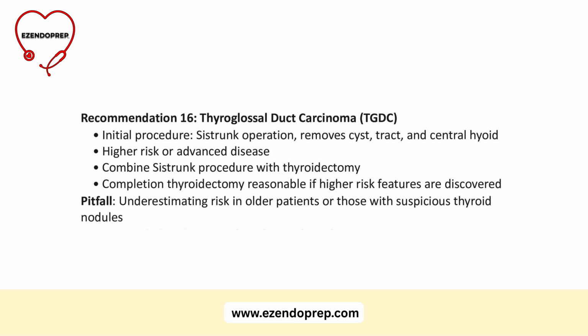A less common but distinct entity is thyroglossal duct carcinoma. The initial procedure is a Sistrunk operation, which removes the cyst, the tract, and the central portion of the hyoid bone. If there are suspicious thyroid nodules or if the carcinoma is larger, especially in older patients, a Sistrunk plus thyroidectomy may be considered. For advanced disease with gross extension or nodal involvement, a combined Sistrunk and total thyroidectomy is recommended. Completion thyroidectomy after Sistrunk is also reasonable if higher risk features emerge.